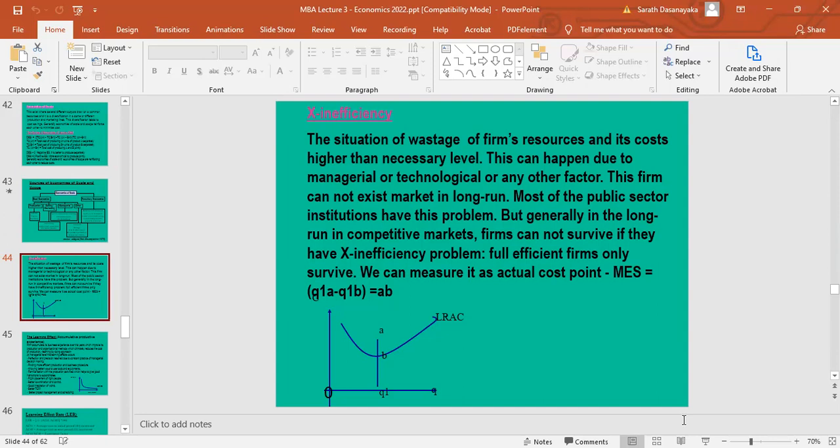Most of the public sector institutions have this problem, the resource wastage. But generally, in the long run, in a competitive market, firms cannot survive if they have X inefficiency problem. X inefficiency problem means only fully efficient firms survive. We can measure it as actual cost point minus the minimum efficient scale. Then you can see you have to incur the cost B, but you are incurring A. Then unnecessarily, you can't survive in the long run. In the public sector, you have these situations.